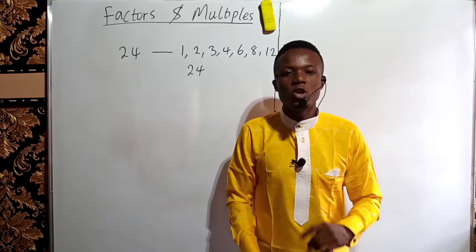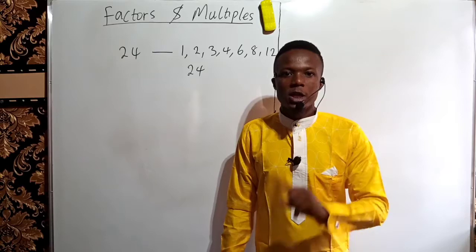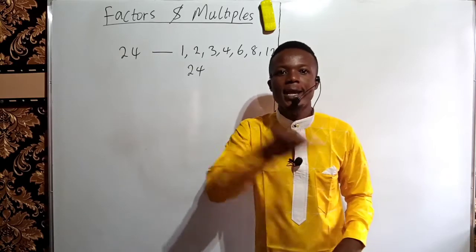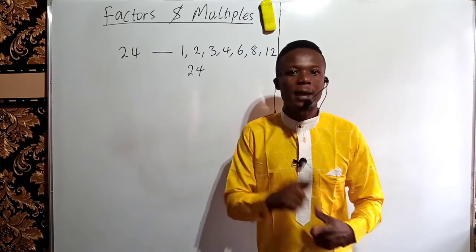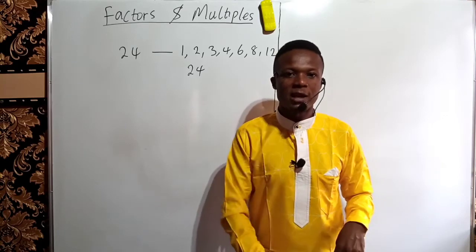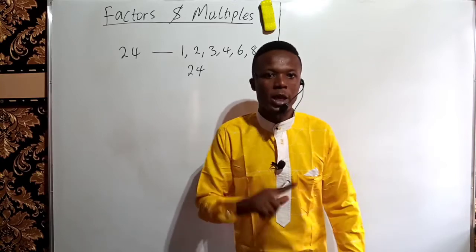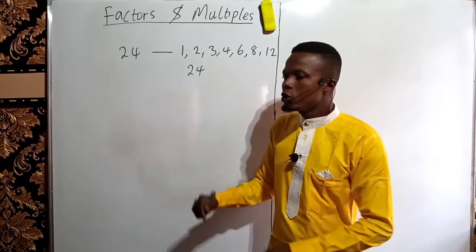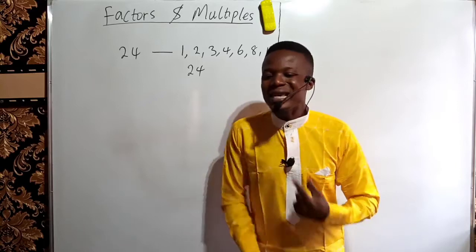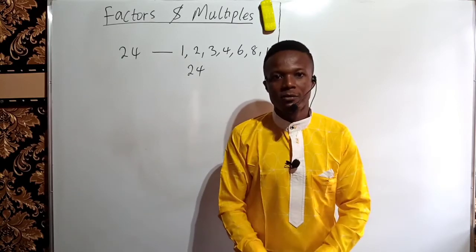One important thing you need to know is that 1 is a universal factor, in the sense that 1 can divide any number in the world, no matter the type of number you are talking about. So 1 is a universal factor. It can easily go into any number you are talking about. Also, a number is its own factor. Every number can divide itself.